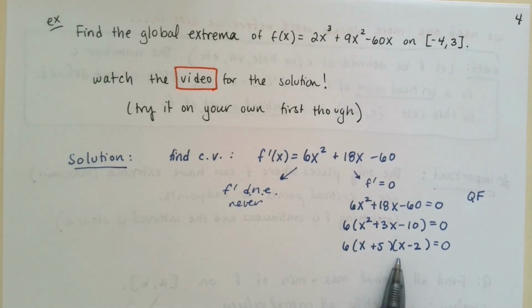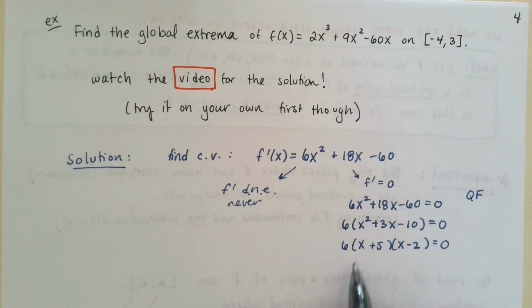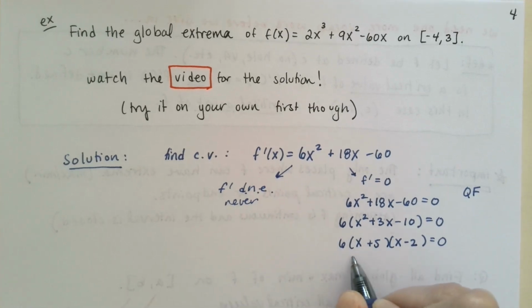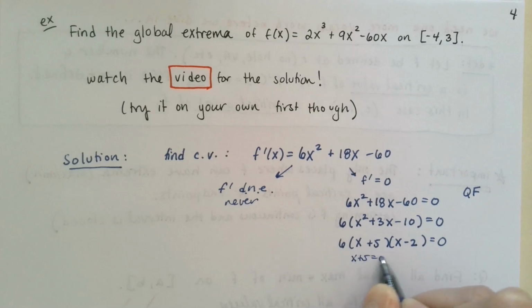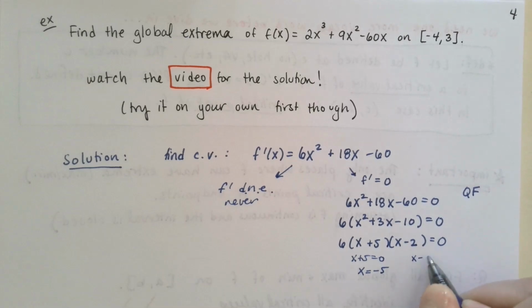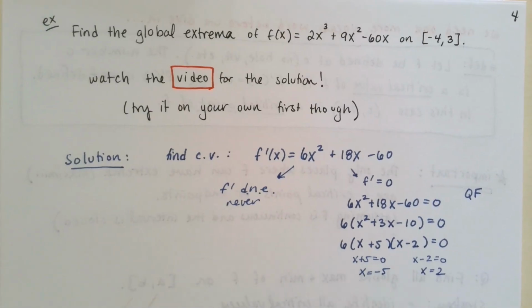All right, so this quadratic will equal 0 when 6 equals 0, which is never, when x plus 5 equals 0, or when x minus 2 equals 0. So I have two critical values, -5 and 2.